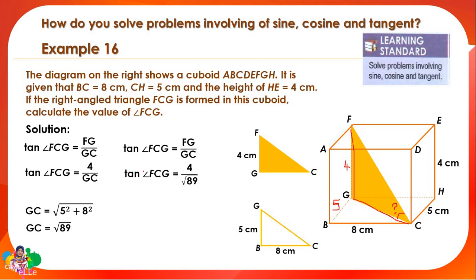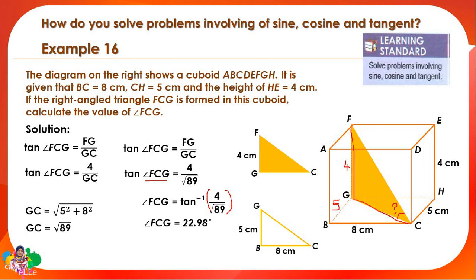89. Now you want to know the angle. Therefore, you bring tangent to the right hand side. It will be inverse tangent. Angle FCG equals inverse tangent of 4 over square root 89. Then use calculator to find this value. But remember, after you press inverse tangent, you must put this figure in the bracket. Then you will get the value angle FCG equals 22.98 degrees.